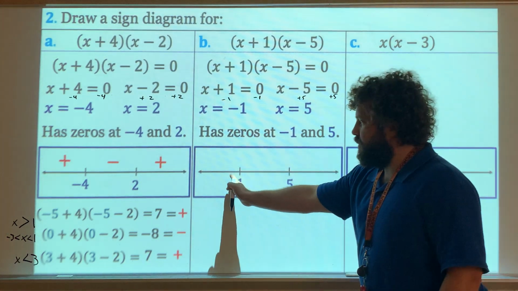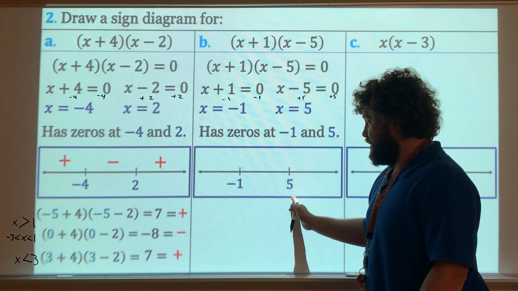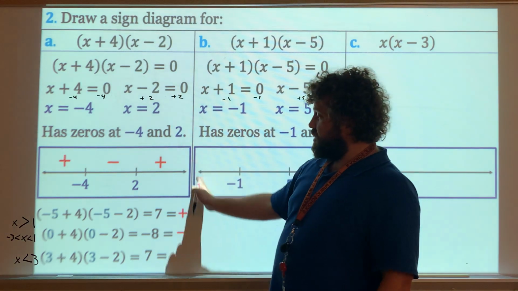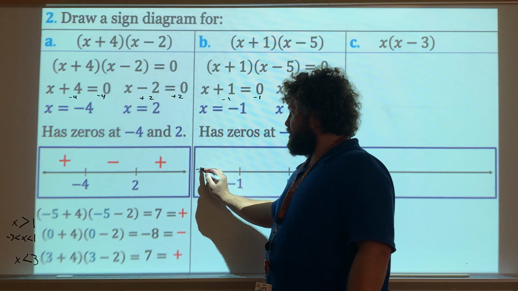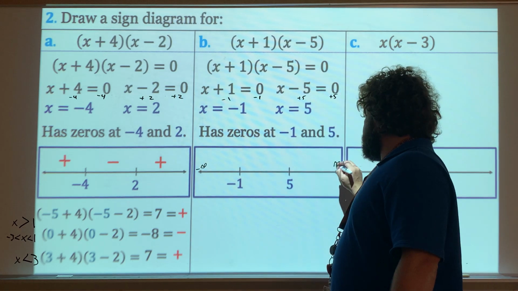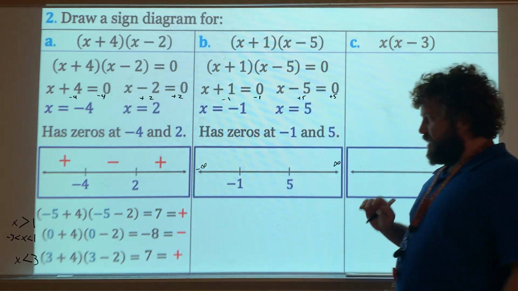Notice -1 always comes first because negative numbers are less than positive numbers. Smallest numbers, because technically this right here is -infinity. This is infinity, so you make sure you're going ascending from the left to the right.